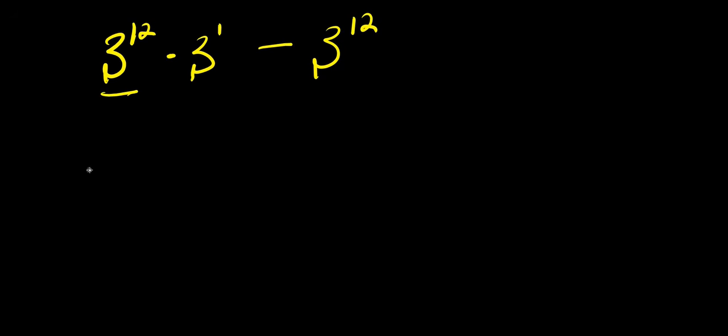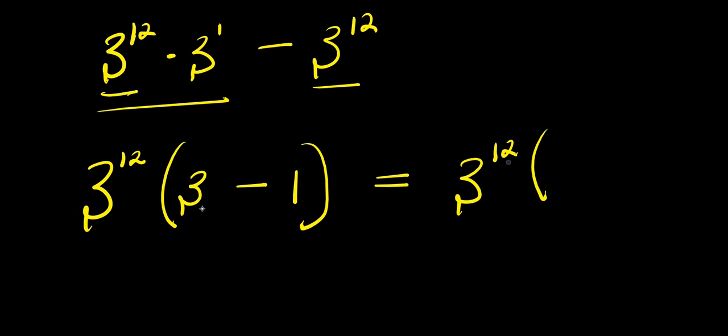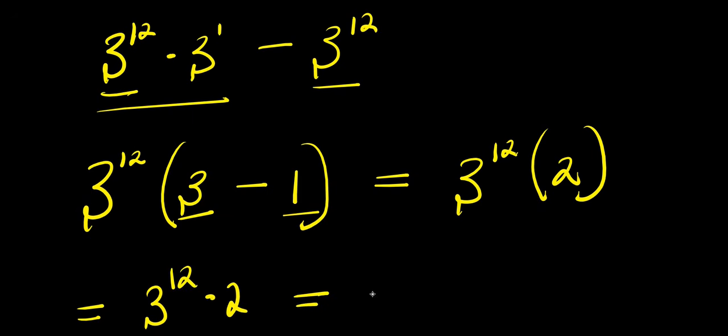So if you factor 3 power 12, this divides 3 power 12, we have 3. Minus 3 power 12 divides 3 power 12, we have 1. This is 3 power 12 times 3 minus 1, this is 2. So from here, you have 3 power 12 times 2, which is the same thing as having 10 plus 2, then we have times 2.